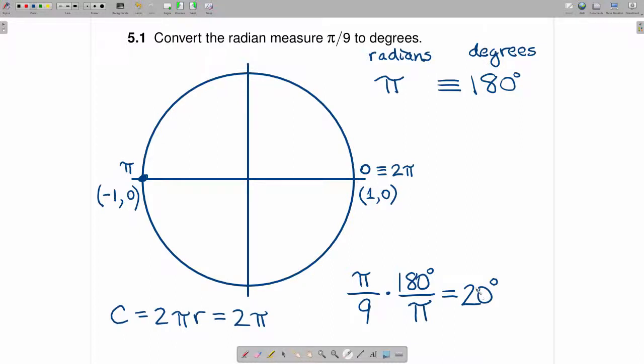So that is a 20-degree angle, and a 20-degree angle is probably about right here. That is about the angle 20 degrees, and that is the measure in degrees, but the measure in radians would be pi over 9 radians. So the key here is if you multiply by 180 divided by pi, that converts you from radians to degrees. If you multiply by pi over 180, that will take you from degrees to radians.